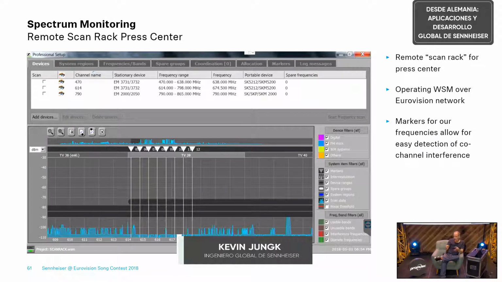We basically put a package together with receivers, a laptop, and a few other things, and then we can just put it somewhere far away, and we can monitor our audio signals through the internet.